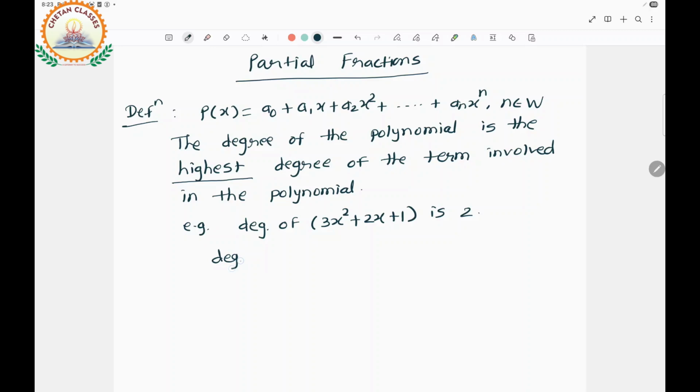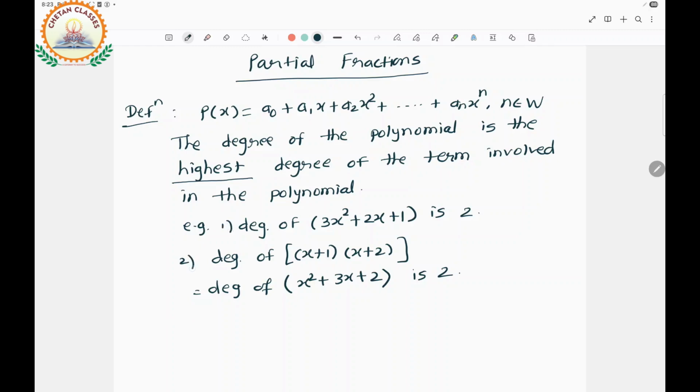Next example, degree of x plus 1 into x plus 2. Now solve this polynomial. Here multiply, so x square plus 2x plus x, that is 3x, and 1 into 2, that is 2. So here highest term is x square. So what is the power of x? 2. So again degree of this polynomial is 2. Now this is the first example, this is the second.